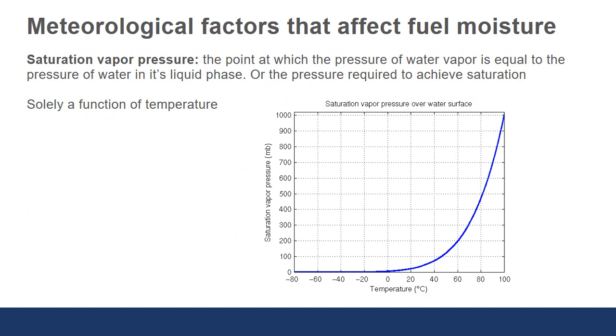Saturation vapor pressure is a measure of pressure of water vapor when it is equal to the pressure of water in its liquid phase. Rather, it is the pressure required of the air to reach saturation. It is solely a function of temperature, as seen in the graph on the right.